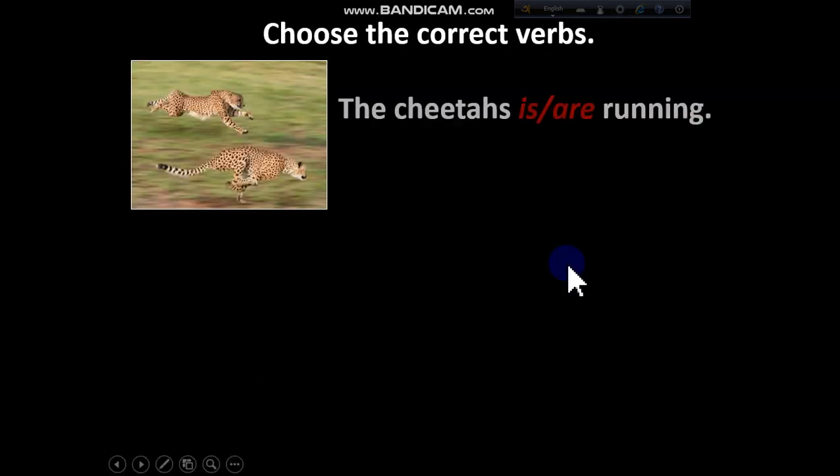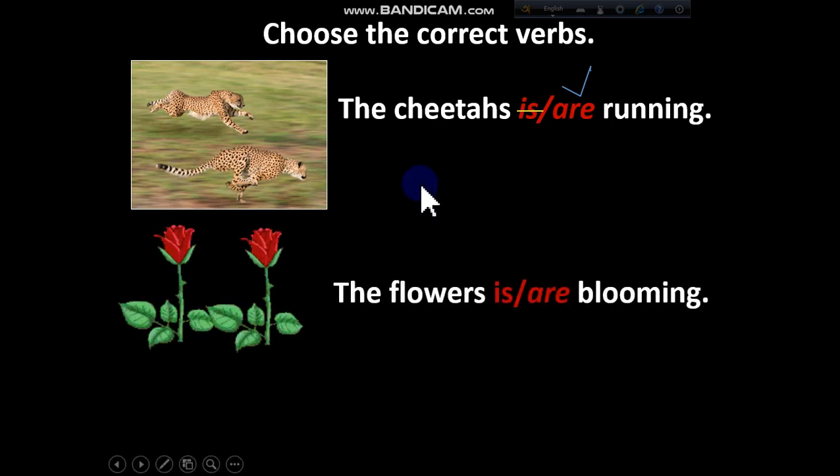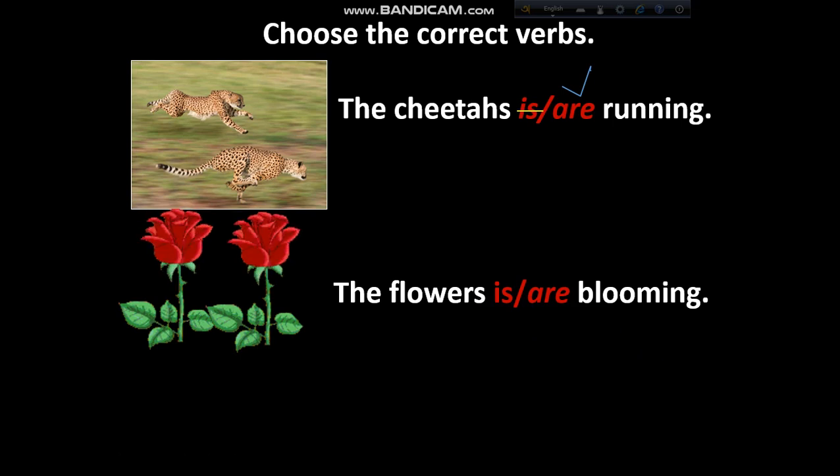The correct verb, you can see, the cheetahs is running or are running. Which one is the correct answer? You know, cheetahs. That means this is plural form and you must use a plural verb with a plural subject. So the answer should be, the cheetahs are running. And here you can see, the flowers is blooming or are blooming. You can see flowers are flowers. That means they are more than one in number, and this is plural, and you must go with the plural auxiliary verb. So the answer should be, the flowers are blooming.